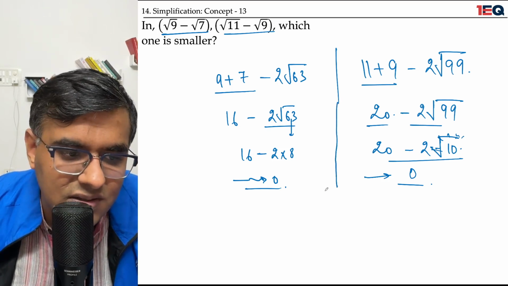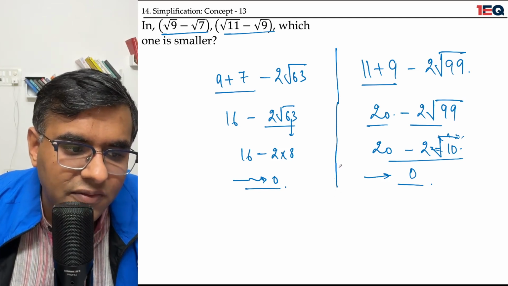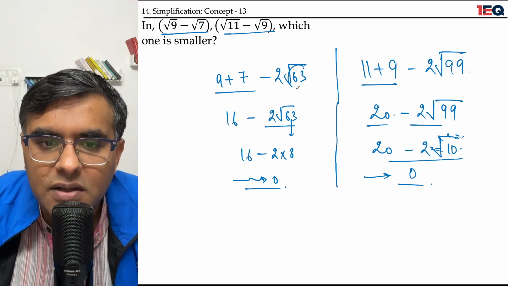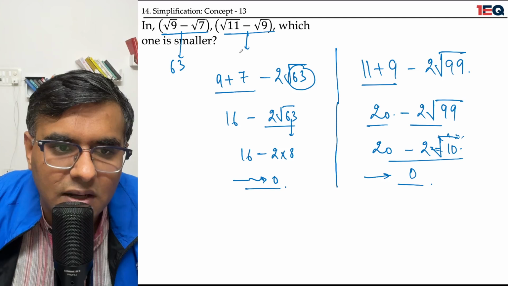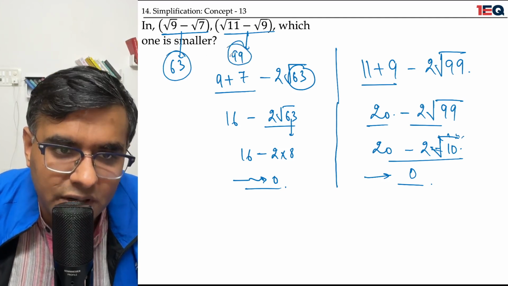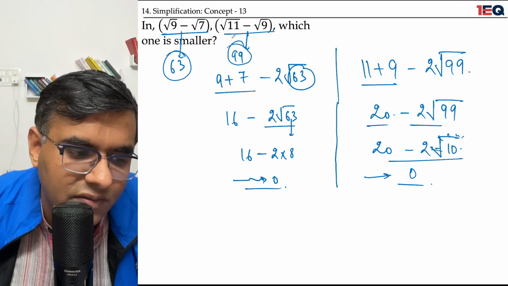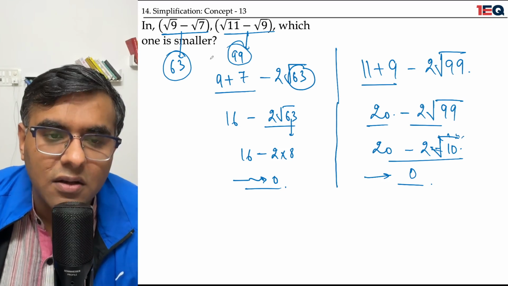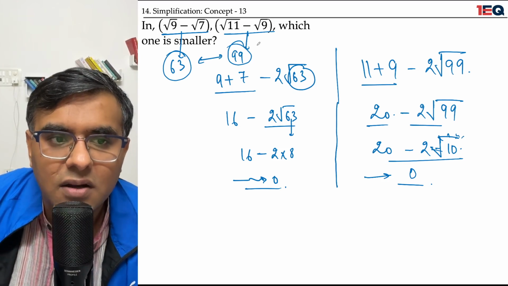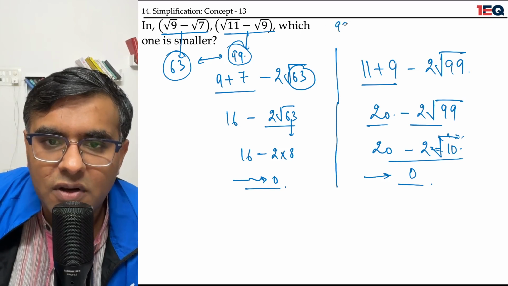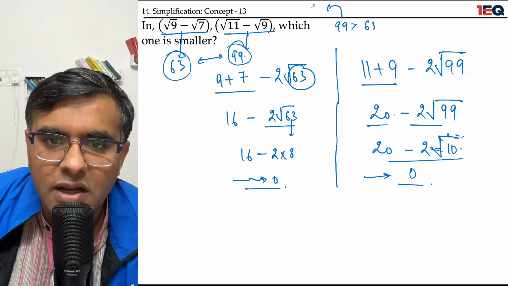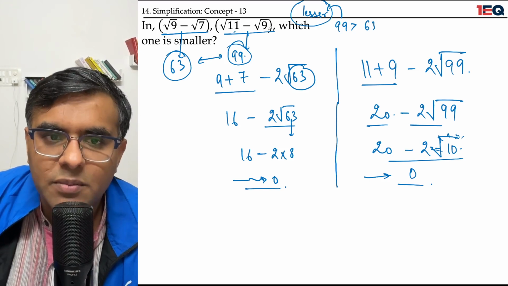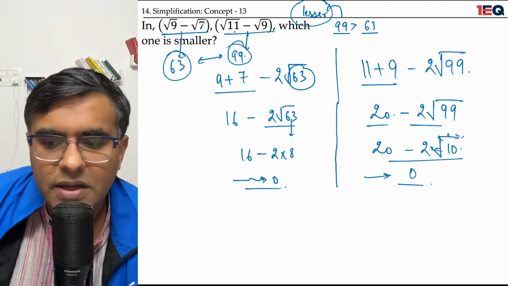As we have reached this juncture, there is a small way to crack it. If the product is greatest, the number will be smallest. So 9 sevens are 63 over here, and here 11 nines are 99. Wherever the product of these two numbers is greater, that is where the number would be smaller. So we know that 99 is greater than 63, so the value attached to 99 would be lesser. So root 11 minus root 9 is lesser as compared to root 9 minus root 7.